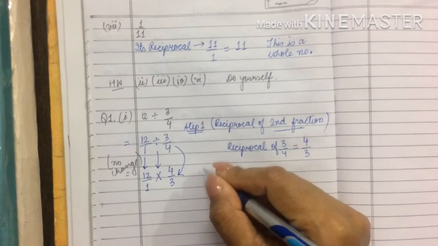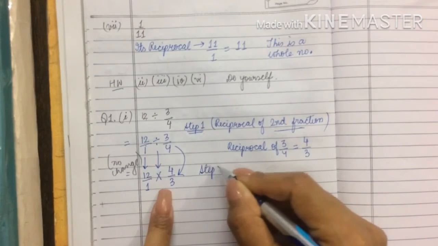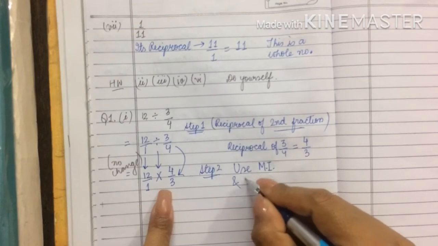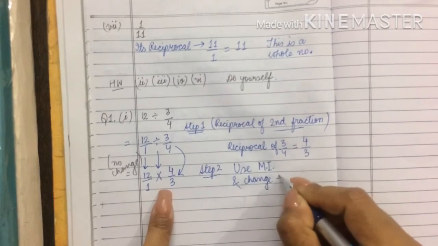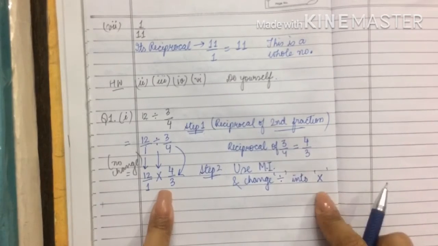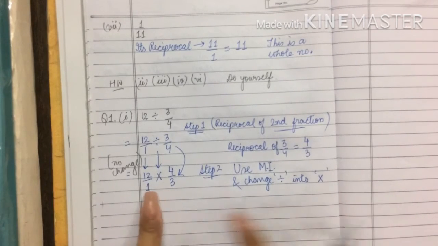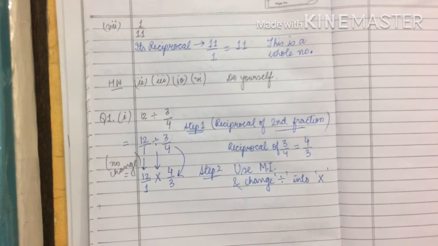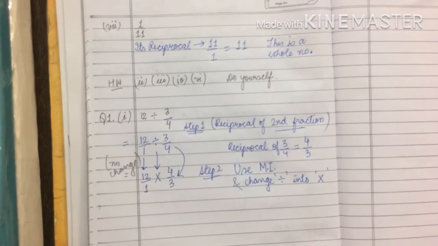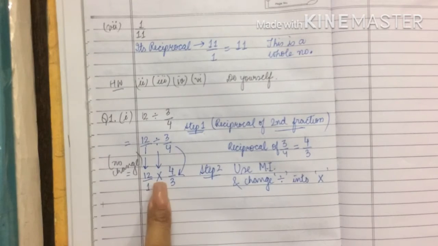So step 2 is to use the reciprocal, use the MI, and change this sign into multiplication. Change divide to multiply, and we know how to carry out the multiplication. We did a whole exercise based on this. So let's carry out the multiplication now. You can cancel right here, or you can multiply first and then reduce your answer. So I'm going to cancel here. Don't cancel 4 and 12. They are to be multiplied.